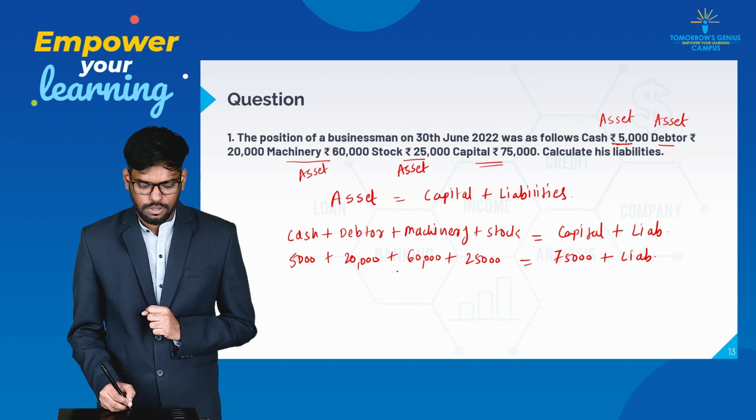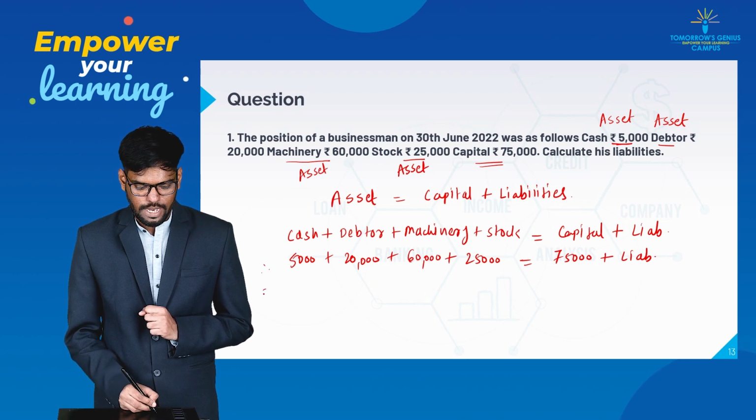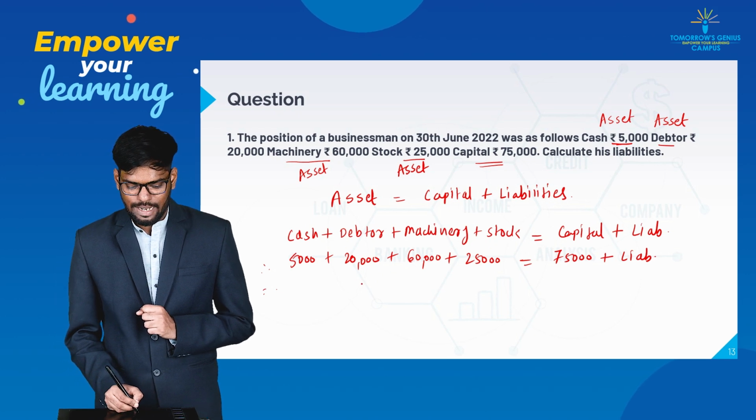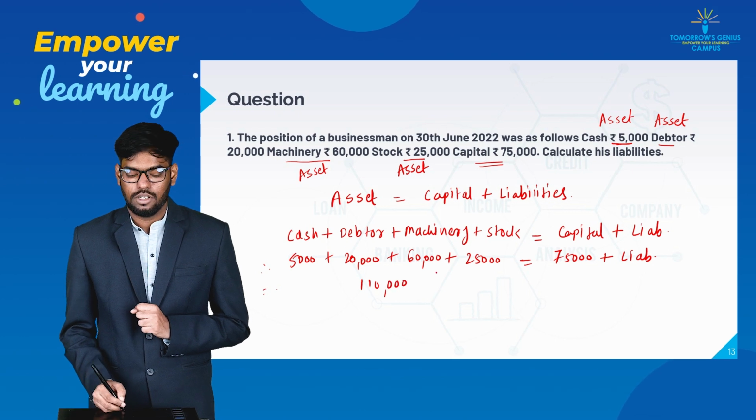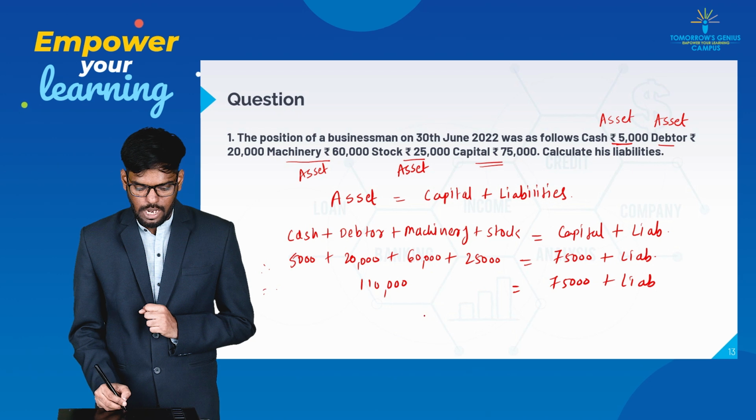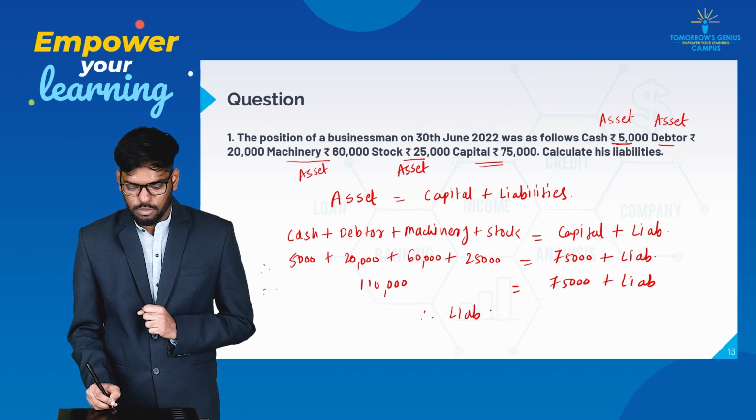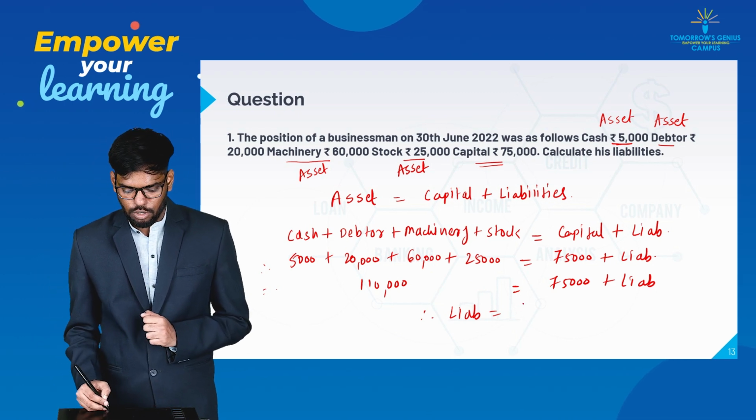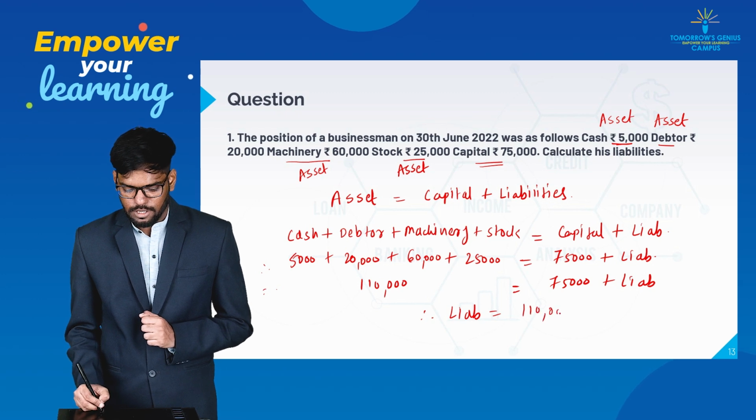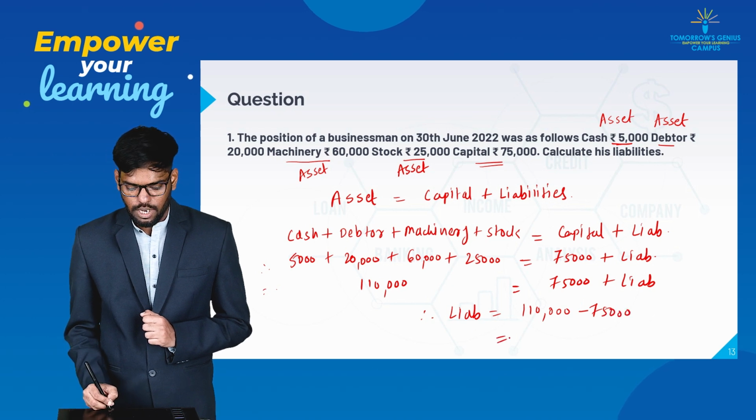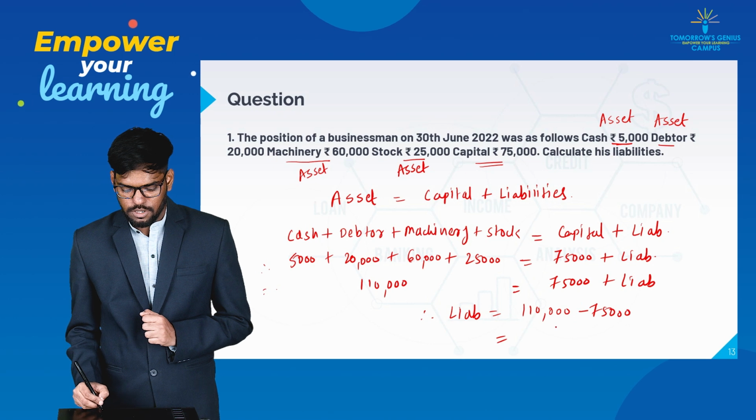So what is the total of the asset here? Therefore total of the asset is 1,10,000 rupees, right? 1,10,000 is equal to 75,000 rupees plus liability, right? So what will be the answer of liability? Therefore liability of your business is equal to 1,10,000 rupees of asset minus 75,000 of your capital. So 1,10,000 minus 75,000 rupees.